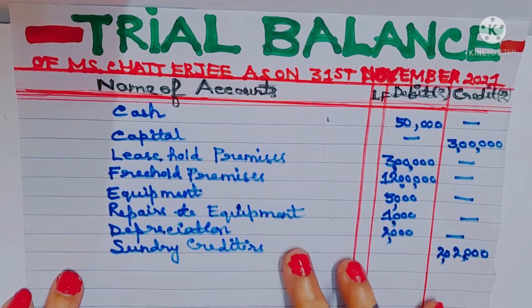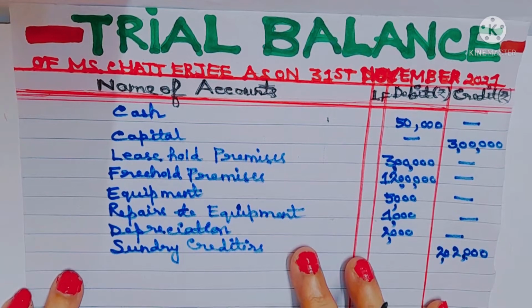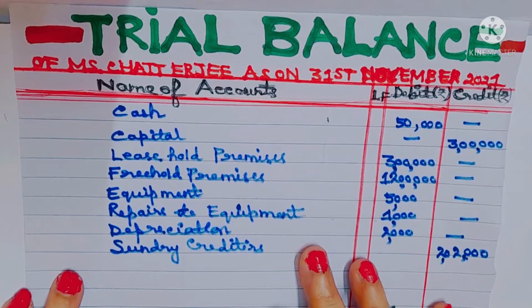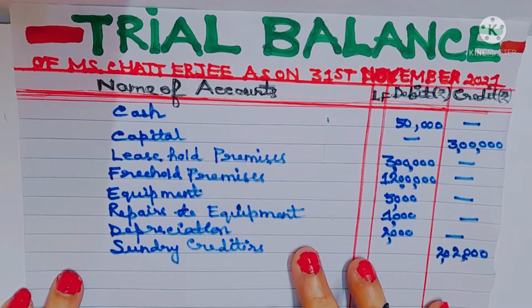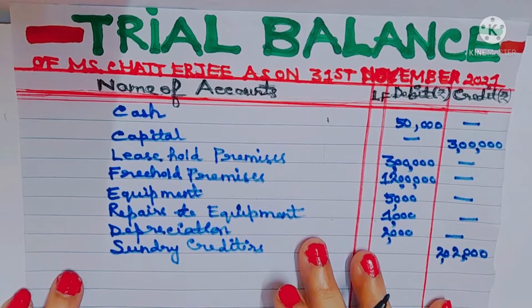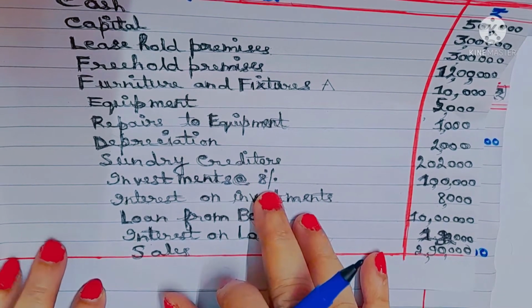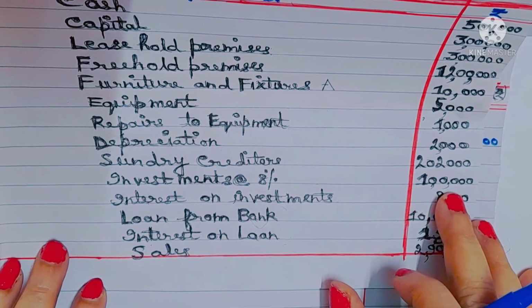Sundry creditors comes under personal account. According to personal account, the giver of the benefit is credit. So, sundry creditors will be credited. Clear? So, let's see the next account. Investments at the rate of 8%, 1 lakh. So, let's write.